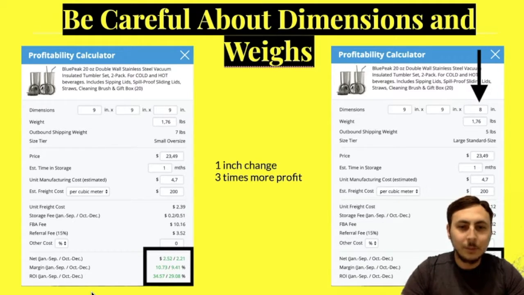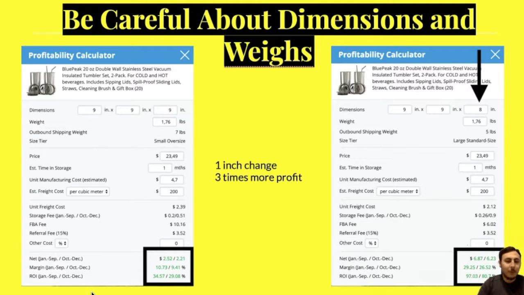Look at the example. On the left side, product dimensions are 999 inches. Its size tier is small oversize. And look at the profit margin, approximately 10%. Look at the right side. I changed only 1 inch and wrote 8 instead of 9. Size tier is changed also. It's now a standard size product.